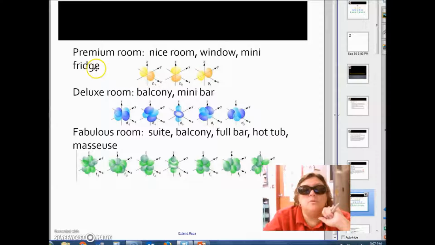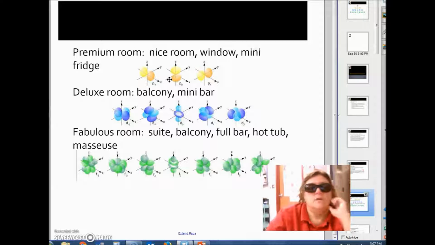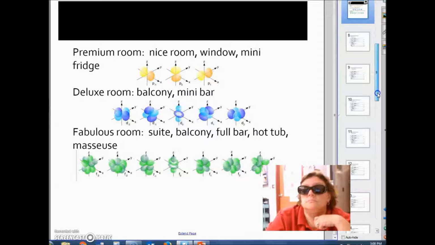The next type of room is the premium room. Now you notice that first one was round. These are all peanut shaped. There are 2 lobes. The third type of room is a double peanut. This is an even more expensive room. Balcony, has a mini bar. And the last type of room, the fabulous room: you get a suite, you get a balcony, you get a full bar, you get a hot tub, and a masseuse to come give you massages whenever you need them.